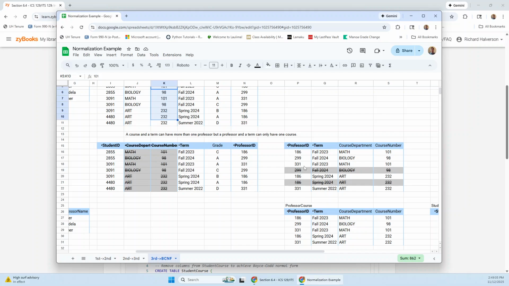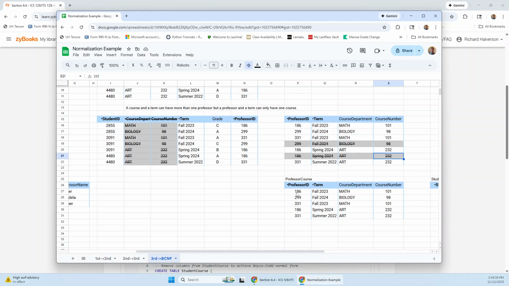We have redundancies here, right? We've got professor ID and term gives us biology in 98, and the same professor ID and term gives us biology in 98, so we can get rid of this row. This 186 spring 2024 gives us ART 232, and we've got that row again right here, so we can get rid of this row. So that yields this table here. It only has 1, 2, 3, 4, 5 rows.